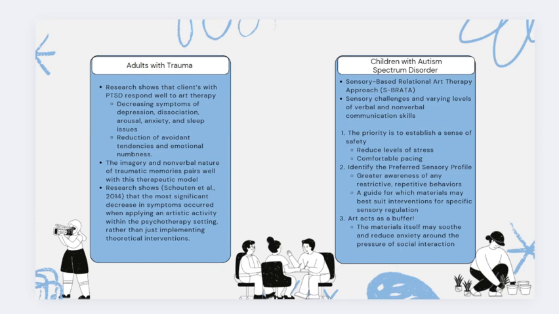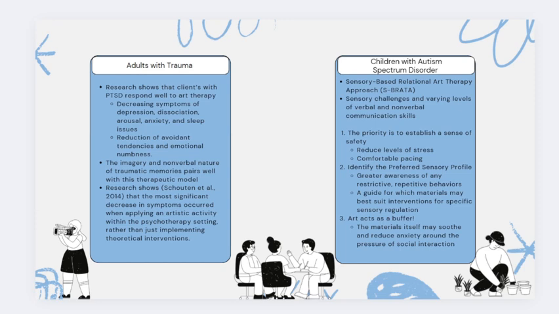So the first priority is to establish a sense of safety in the room, which means we want to reduce all levels of stress for the child and go at a comfortable pace. This might look like the parent will sit in for the first several sessions before the child even becomes comfortable with you. And then once that trust is established, we can move on to the application of creative interventions.